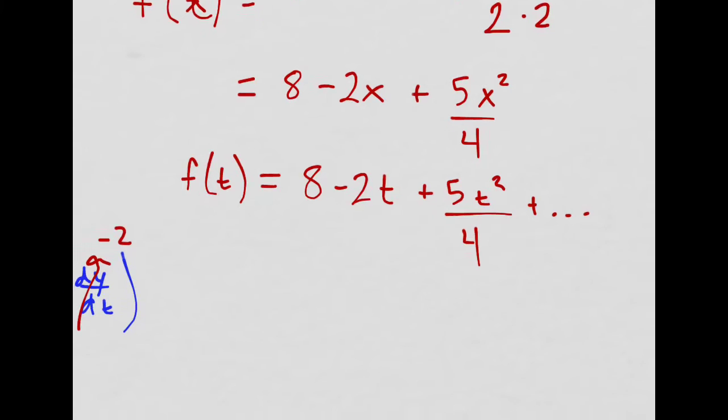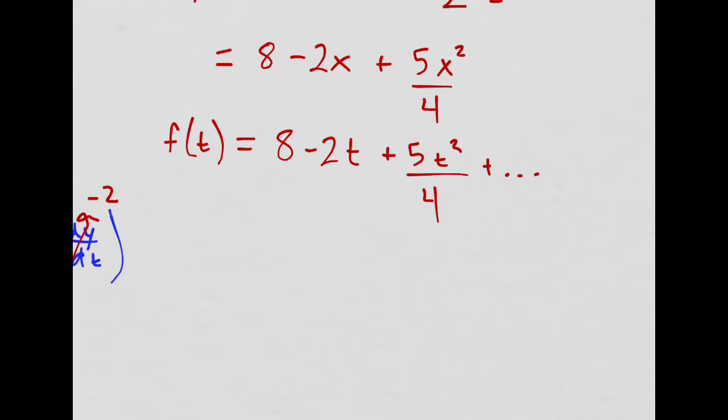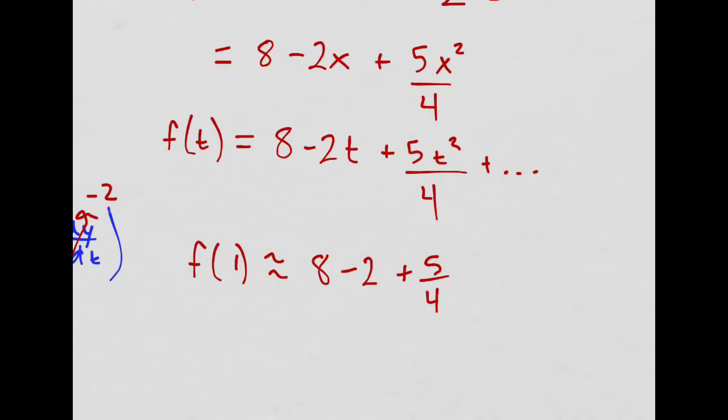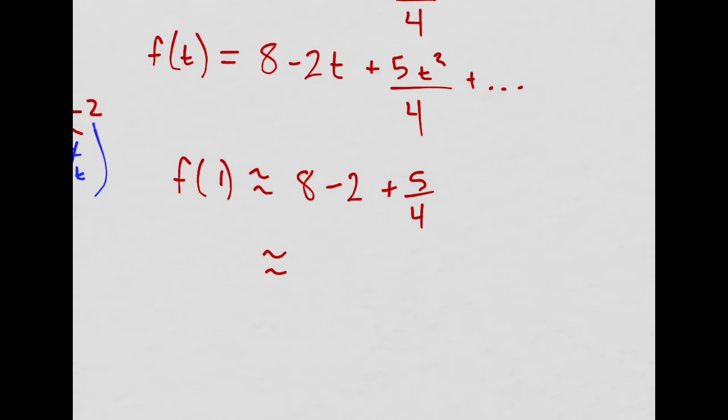So that's the second degree Taylor polynomial, and it said use it to approximate f of 1. So the approximation would be 8 minus 2 plus 5 over 4. What is that? I would leave it like that, actually, and be done with it. But that comes out to be 29 over 4. Sweet.